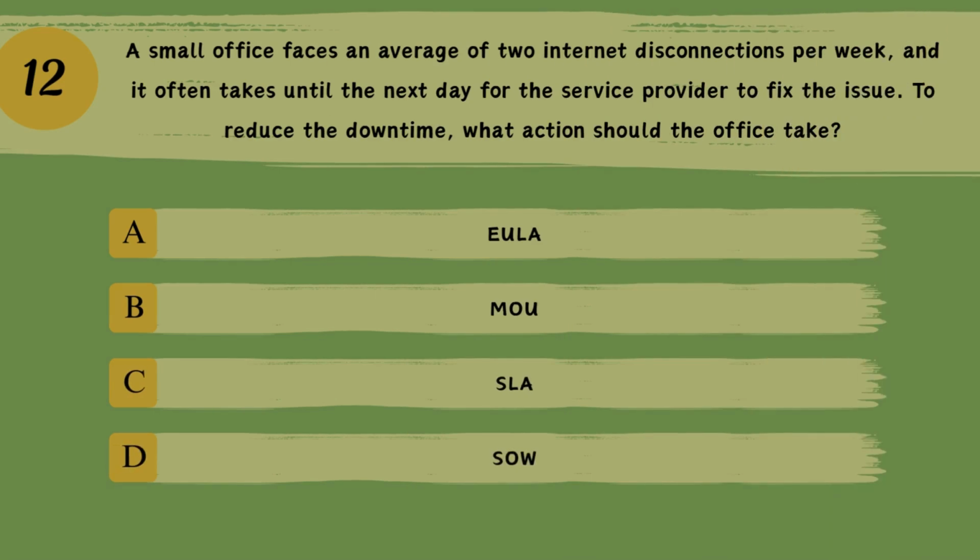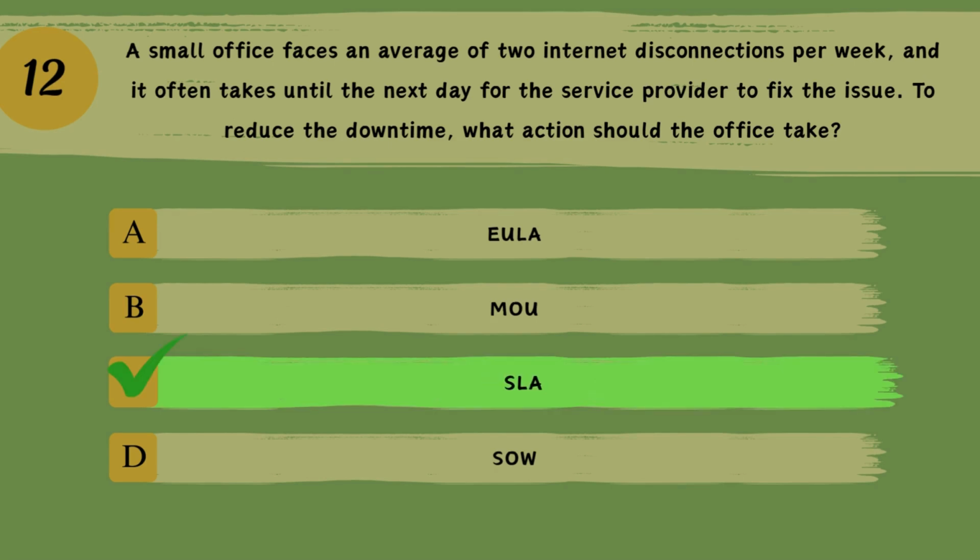Question 12. A small office faces an average of 2 internet disconnections per week, and it often takes until the next day for the service provider to fix the issue. To reduce the downtime, what action should the office take? A. EULA, B. MOU, C. SLA, D. CEW.